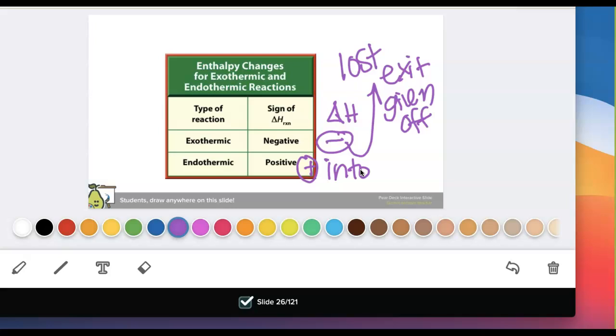What does H mean again? Sorry, it means enthalpy. So it's just heat. Enthalpy is heat with moles considered.